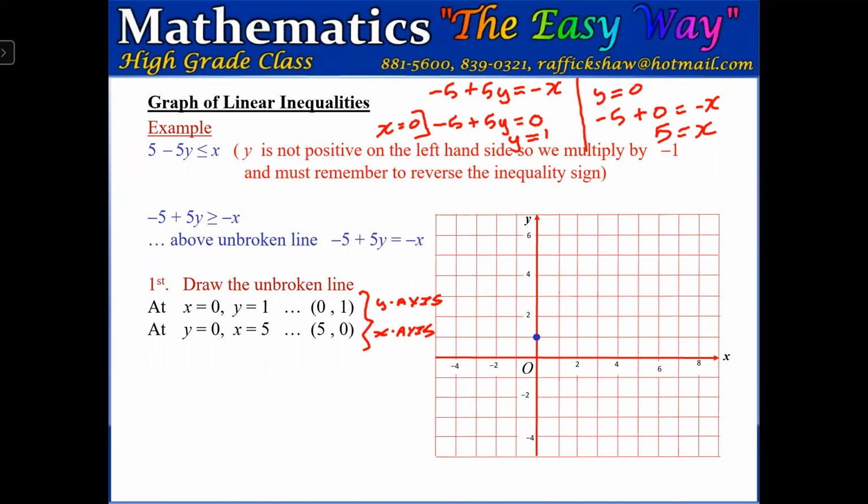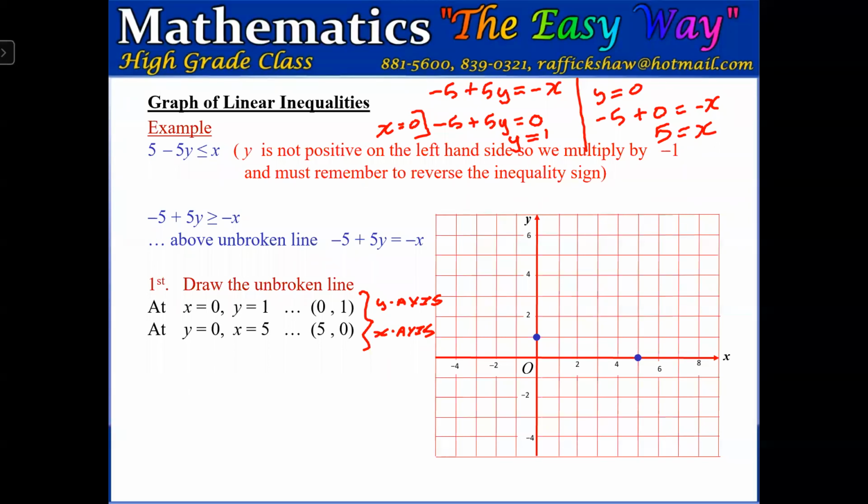See them there on the graph? I'm showing them on the graph now. See the two of them? 0, 1 on the y-axis, and 5, 0 on the x-axis. Two easy points to get, because you put x equals 0, you get the y-value easy, and you put y equals 0, you get the x-value easy. One value on the y-axis, one value on the x-axis. Those are 2 points on that line.